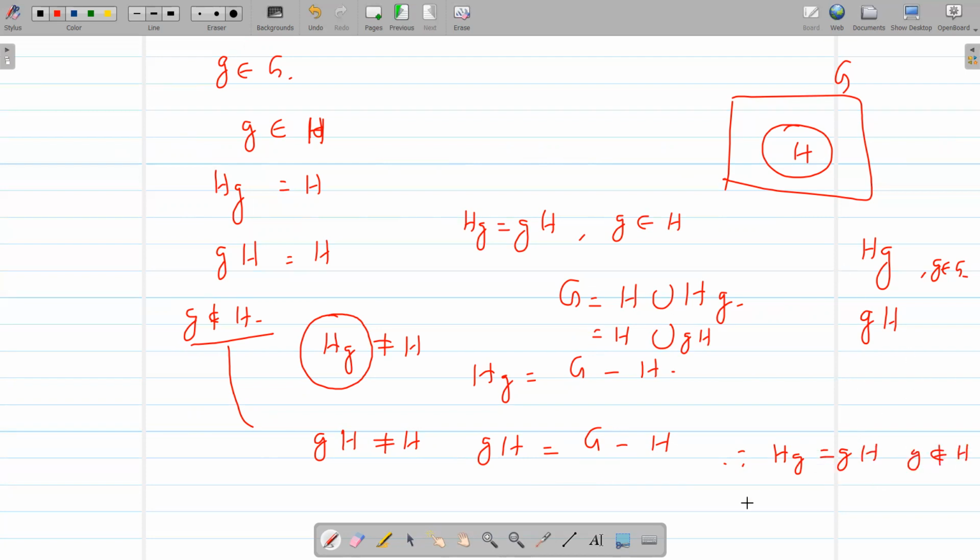അപ്പൊ രണ്ട് കേസിലും, g H ഇൽ ഉണ്ടെങ്കിൽ the left coset is equal to right coset. g H ൽ ഇല്ലെങ്കിലും left coset equal right coset. Therefore, Hg is equal to gH for all g belongs to capital G. Therefore, H is normal.